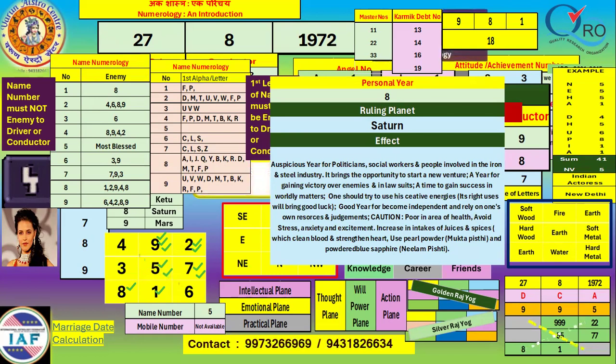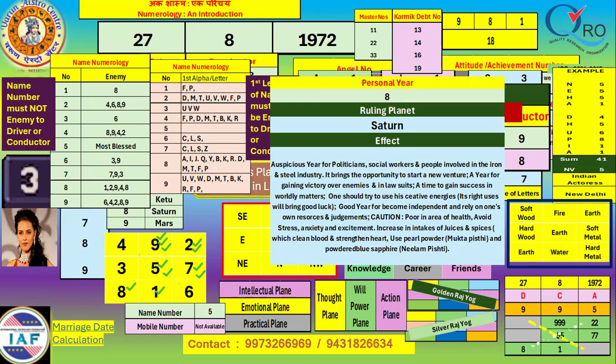A time to gain success in worldly matters. One should try to use his creative energies. Its right use will bring good luck. Good year to become independent and rely on one's own resources and judgment. Be cautious, poor in the area of health; avoid stress, anxiety, and excitement. Increased intake of juices and spices, which can clean the blood and strengthen the heart, is necessary. Use pearl powder, mukta pisti, and powdered blue sapphire, neelam pisti.